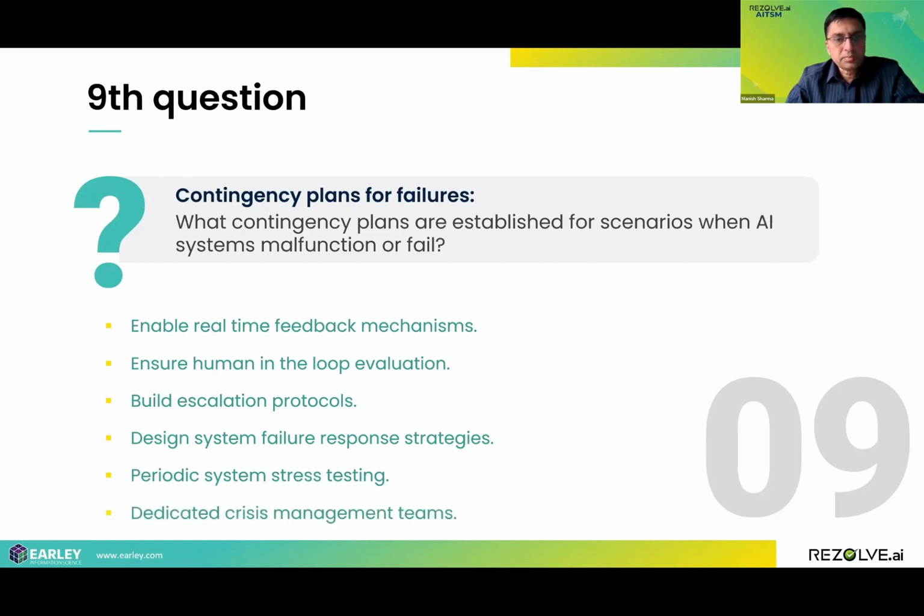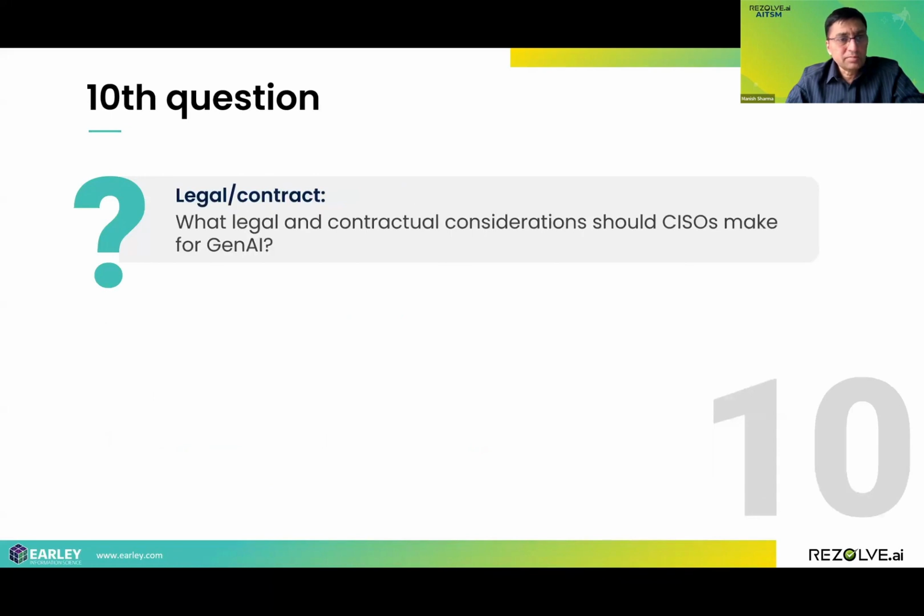All right. Legal and contractual perspective. What does that mean for most people? Where does that come from?